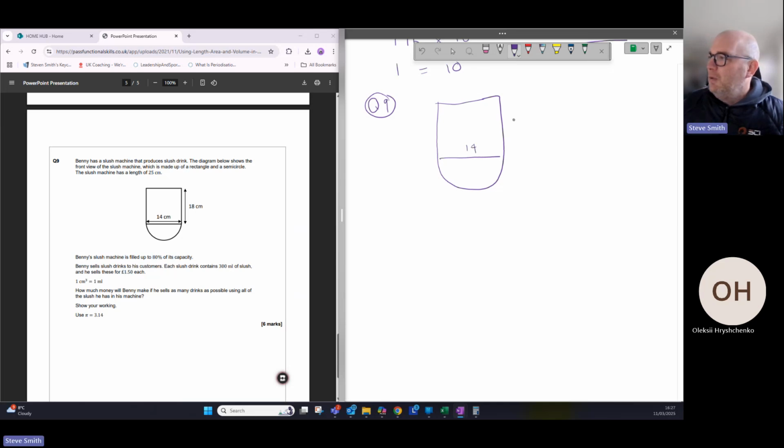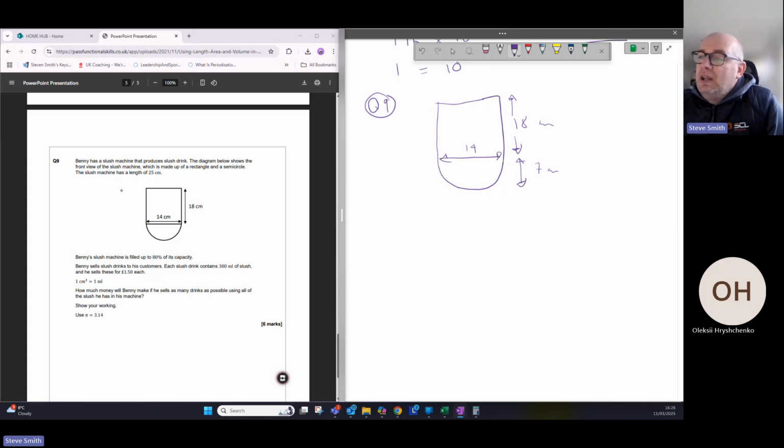Okay, and then that bit's 18 to there. And the length it says is 25, which means that little bit at the end is 7. And we know that anyway, because half of the diameter is the radius, and half of 14 is 7. So that kind of gives it away that it's told us the information there, and then that one's that there. Okay, so we've got all the dimensions we need.